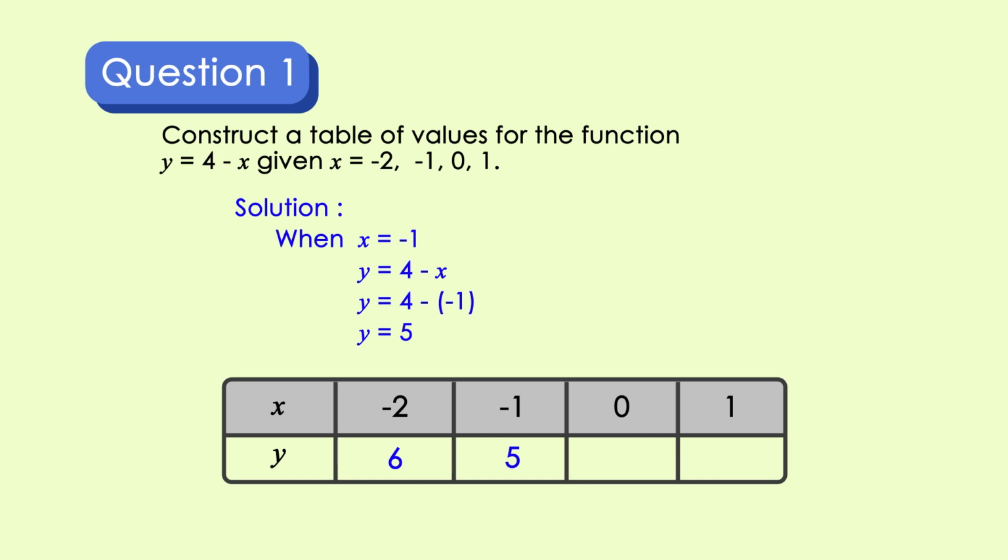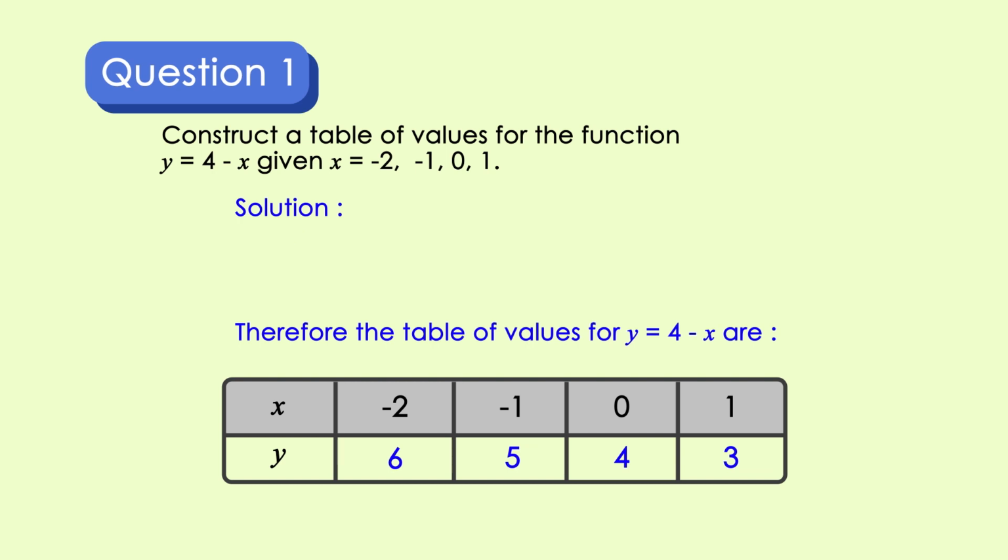Let us continue further. Now, by substituting x = 0, the value of y would be 4. Again, we fill in the previous table with value of y = 4 when x = 0. And when x = 1, then the value of y is 3. Therefore, the table of values for y = 4 - x are.